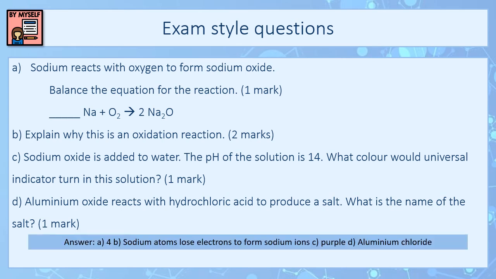Okay, so you should have had a 4 in front of the Na to balance the 4 sodium atoms on the right-hand side of the equation. This is oxidation because the sodium atoms are losing electrons to form sodium ions. The colour would be purple for a strong pH of 14, and the name of the salt produced would be aluminium chloride.